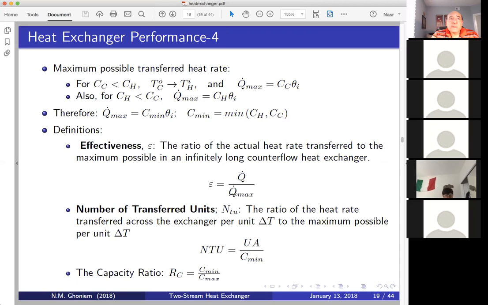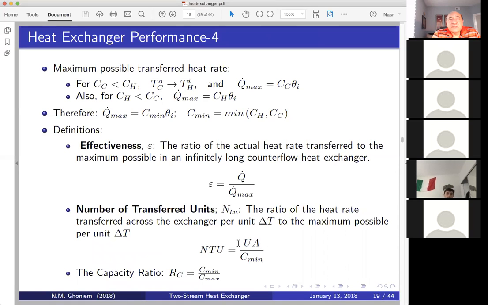And the number of transfer units is defined as the rate of heat transferred per unit degree, like UA times delta T, where delta T is now 1 unit, so U times A, divided by the heat exchanged per unit degree, which is Cmin, and we have again 1 unit degree. So that's kind of a made up definition to produce this parameter. It's a parameter that tells us a lot about the heat exchanger.